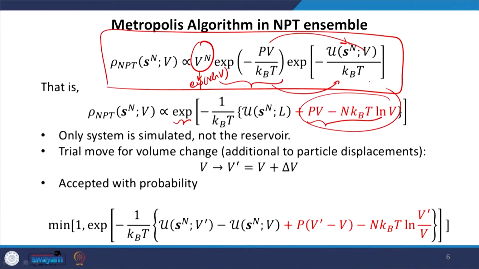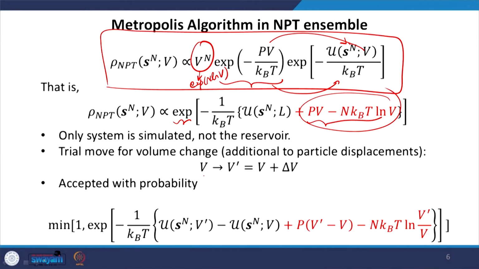So, in this case what we do is we still keep on doing the particle displacements as we would in the canonical ensemble, but also intermittently we will try some volume changes. So, let us say I want to go from the original volume V to some new volume V prime, or let us say we are doing some volume change delta V. So, that is accepted now with a modified probability for the NPT ensemble.